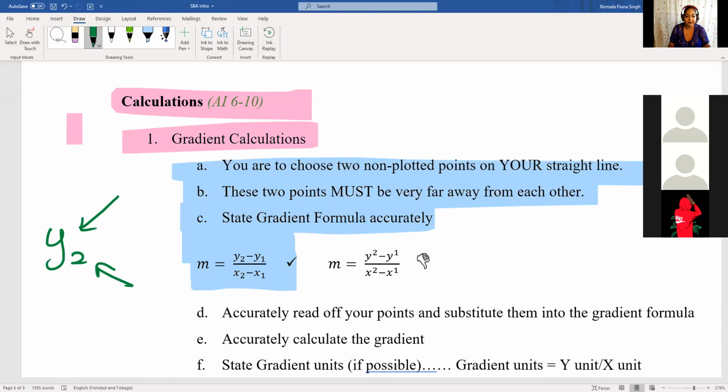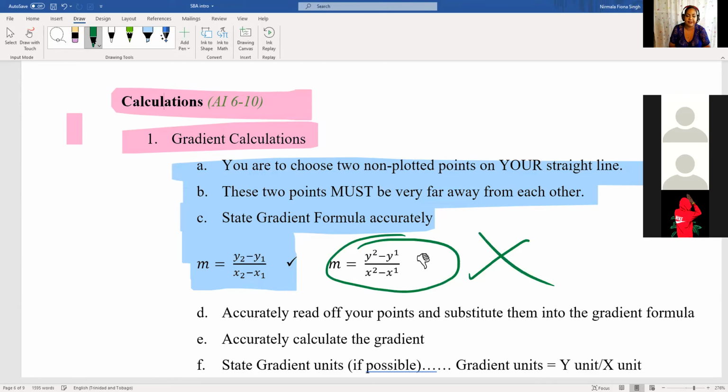So if you come and write down the formula, meaning if you write down just the formula for your gradient, you get a mark for that. All right. Do you want to give away the mark? Because if you end up stating this, you get it wrong. One time, you get it wrong. State your gradient formula properly, please.